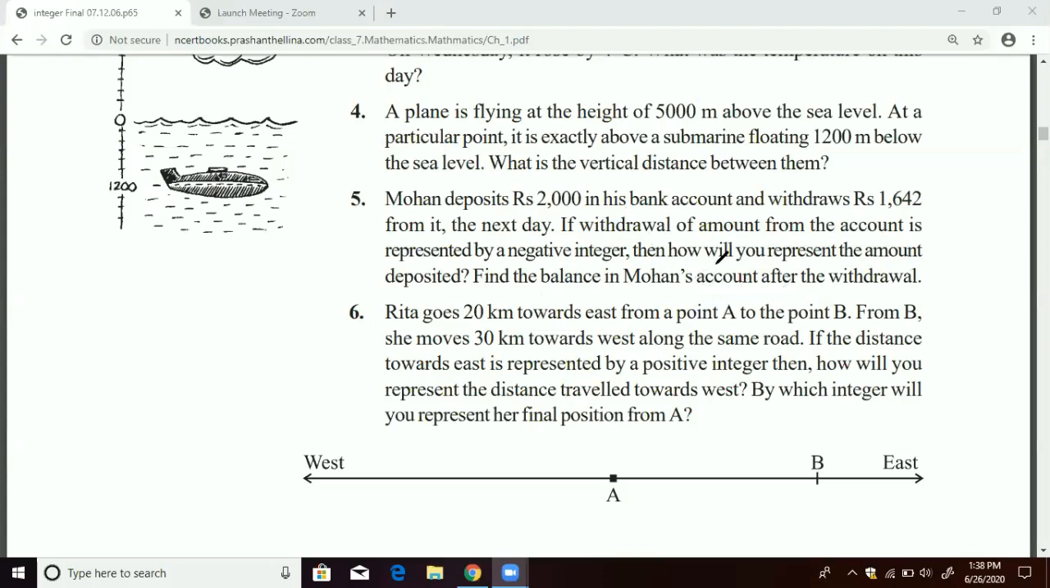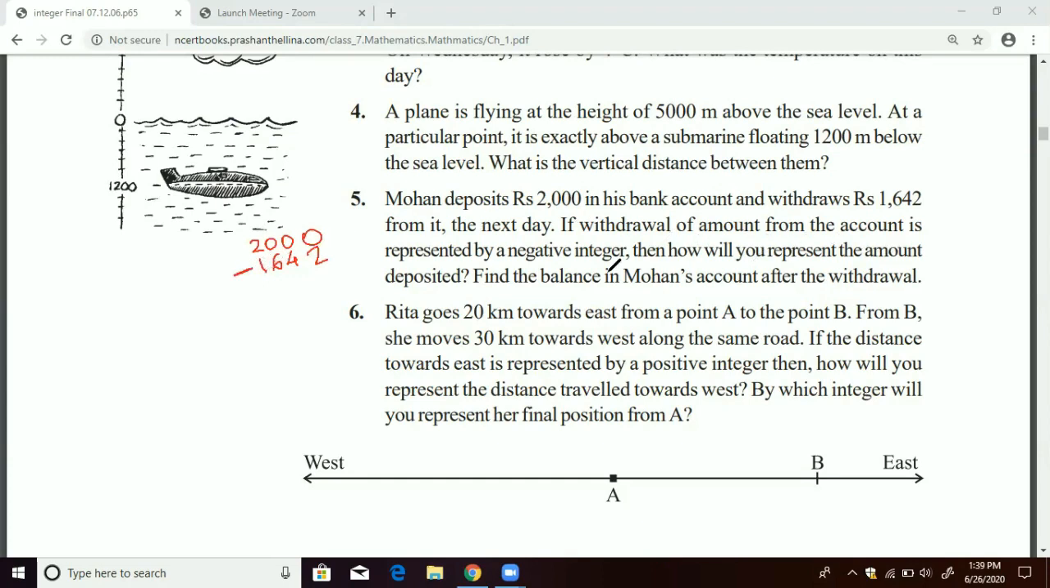This is a very familiar case when we are dealing with our daily life situations. What is explained here is very simple. A person, Mohan, has deposited 2000 rupees in a bank account and withdraws 1642 rupees from it. The withdrawal amount from the account is represented by a negative integer. That means the amount withdrawn, 1642, is represented as a negative integer.